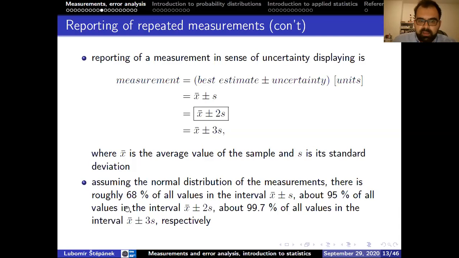So 95% is pretty close to 100%. So almost all values you can think about within the measurement of your quantity are within this interval: mean or average plus minus two standard deviations. This is a very strong claim, very handy, even for applied statistics and applied physics. Applied statistics and applied physics are pretty similar.